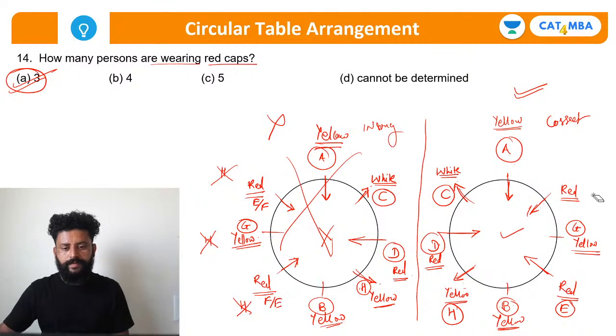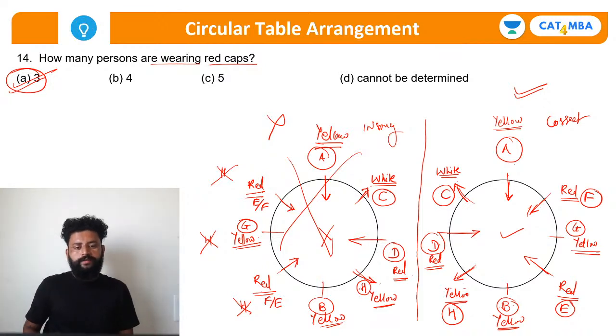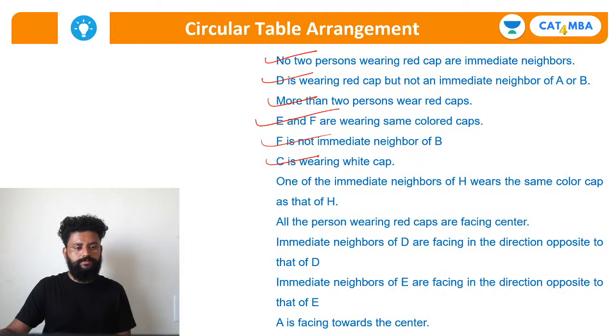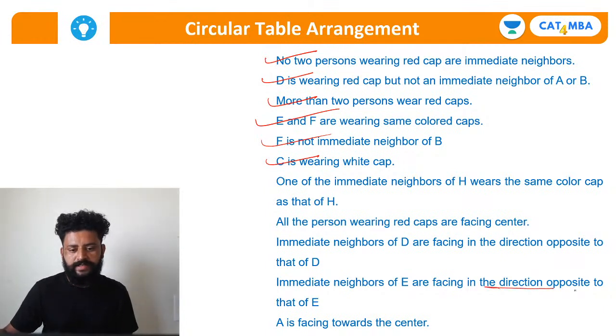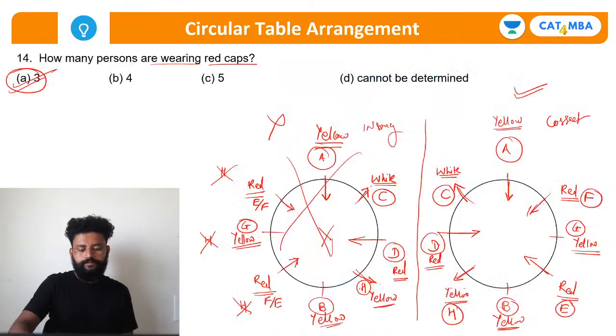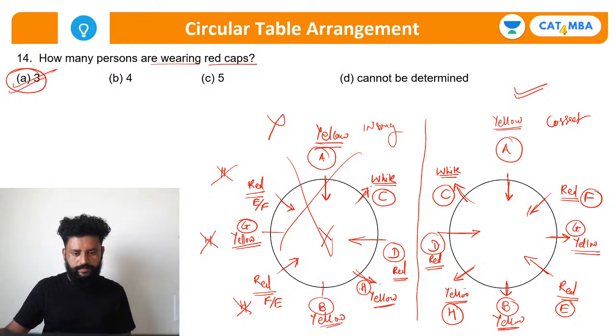ये हमारा बच गया. Okay, now the thing is, one thing we know is immediate neighbors of is also done. So we'll use this one first. The immediate neighbors of E are facing in the direction opposite to that of E. Okay, let's have a look at this. E is facing center.